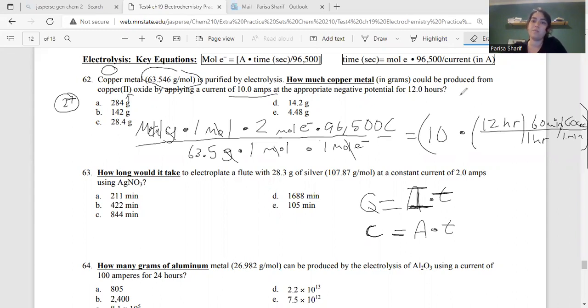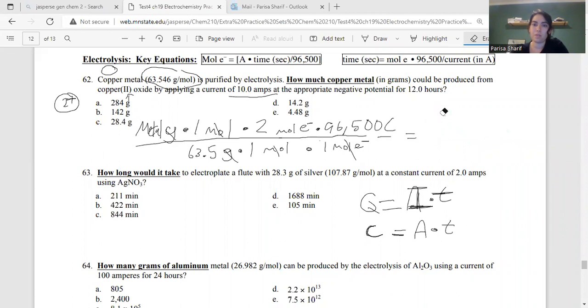So I am going to do the calculations now. We should have 120 times 60 times 60. I did 10 times 12, that's 120, times 60 times 60. We're going to get 432,000 here. And then what we're looking for, just keep that in mind and remember, is the copper metal in grams. So this is our X, this is our unknown.